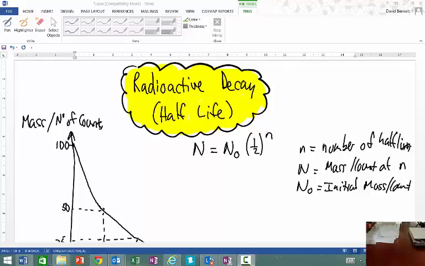Now today we're going to be looking at radioactive decay or half-lives, and simply half-life is the time taken for either the number of counts per minute or the mass to get to half of its original amount.